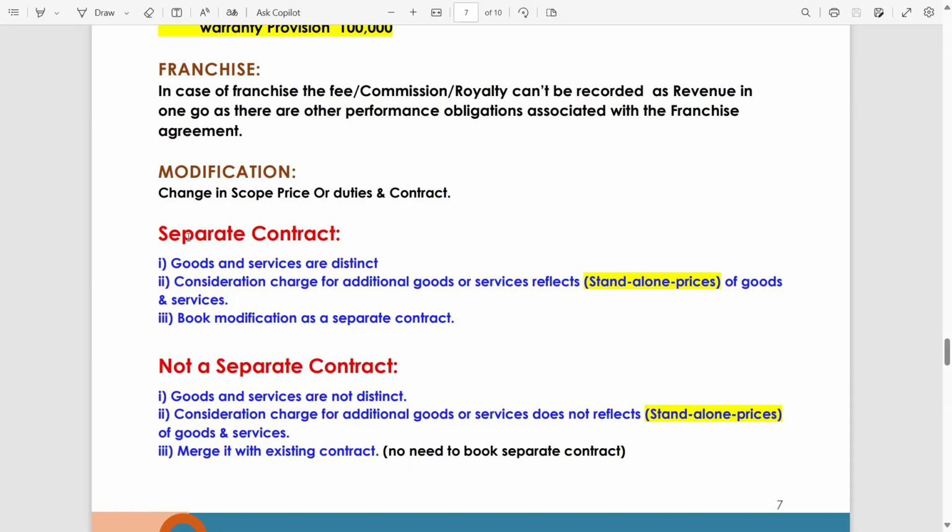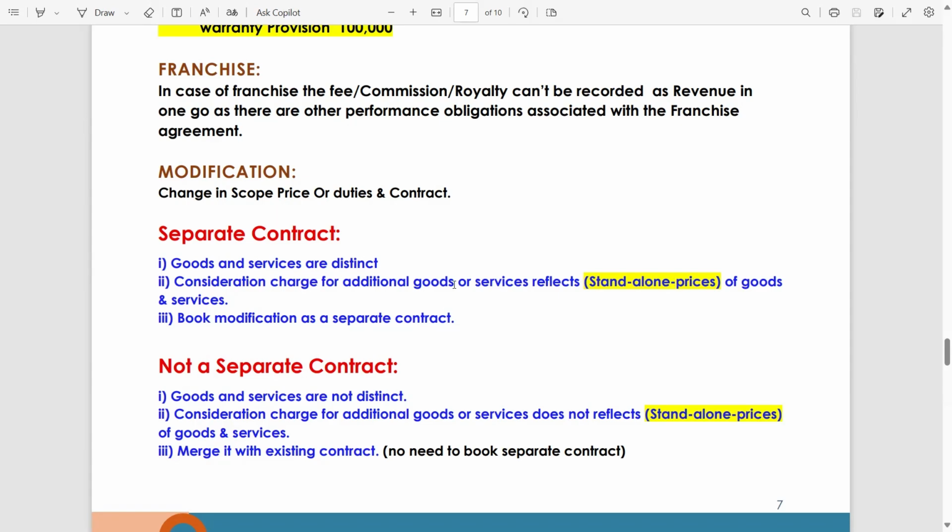I have written down two things. First, separate contract, and not a separate contract. When will a modification be considered as a separate contract? Point number one, goods and services are distinct, meaning they are separate goods and services. Point two, the consideration charged for additional goods or services reflects stand-alone prices.